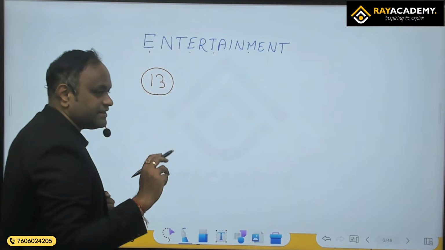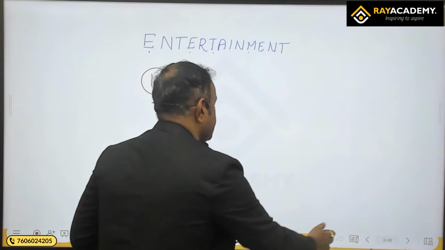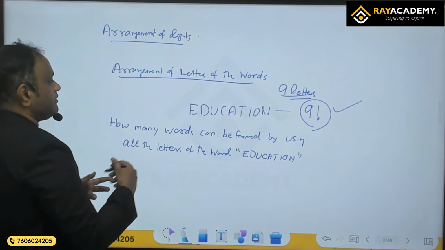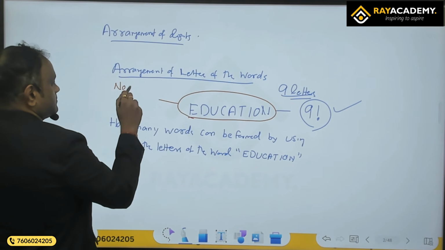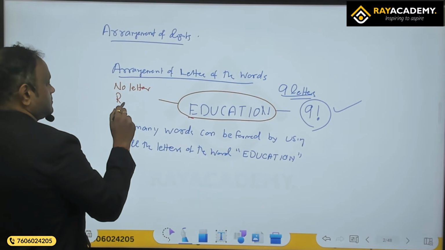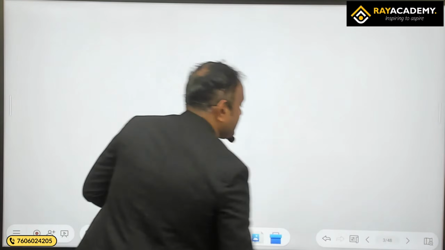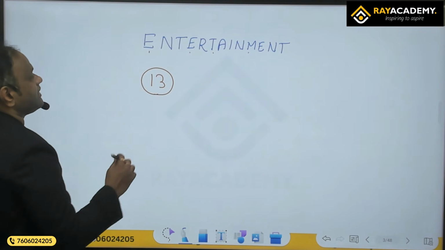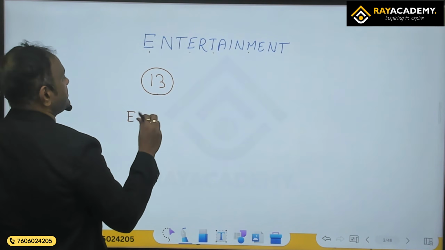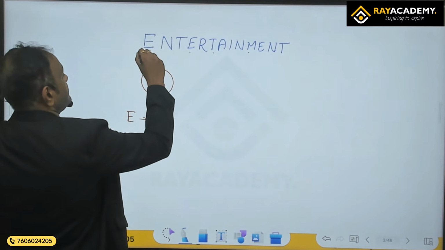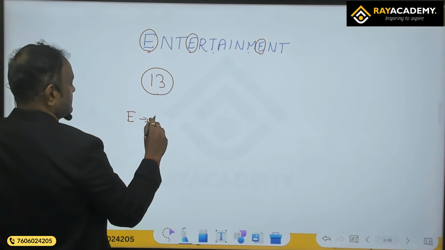But what is the difference from the previous word? If you see, in education there was no letter repetition. But here in entertainment, many letters are getting repeated. Let us first find out which letters are repeated. E is repeated how many times? 1, 2, 3, so E is repeated 3 times.